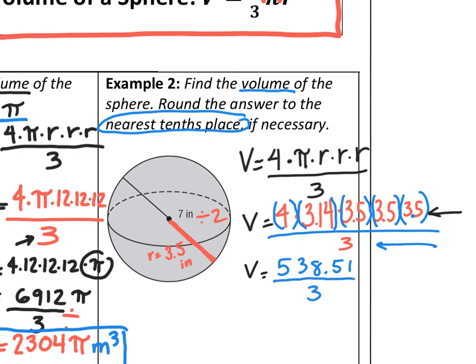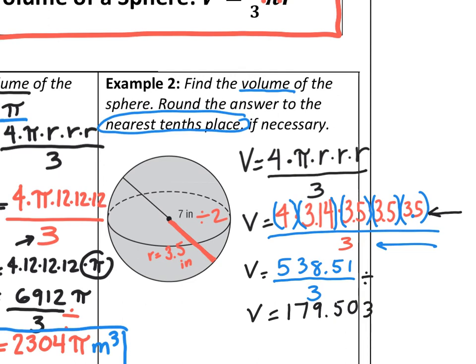So this is the rest of our problem. Let's type this into our calculator one more time: 538.51, and we're going to divide by 3. Because don't forget, that fraction bar means division. Okay, so I went ahead and got this big, long decimal. I'm going to stop it right there because we don't even need to go that far.